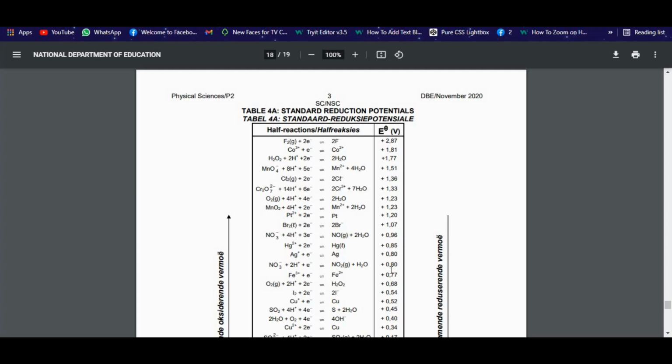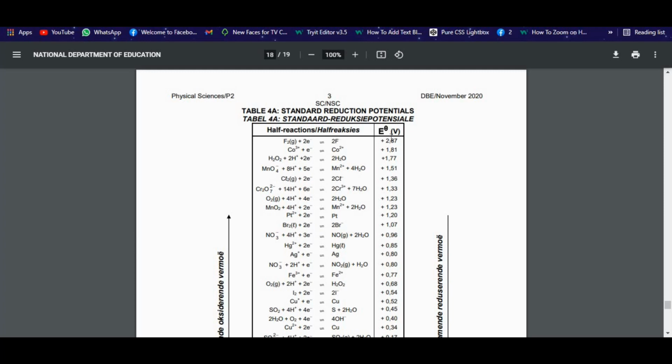But what I want you to pay attention to is the electrode potential values that you are given. You're given electrode potential values here. If you look at table 4A, it starts with the most positive, which is the fluorine electrode, the gas one, at positive 2.87 volts.